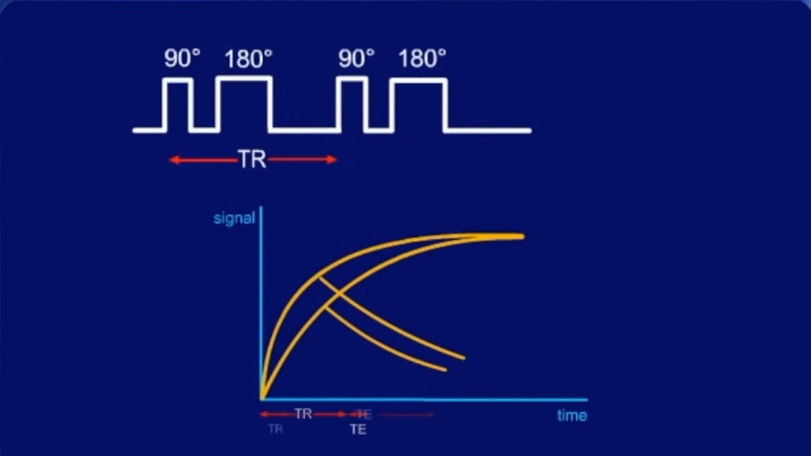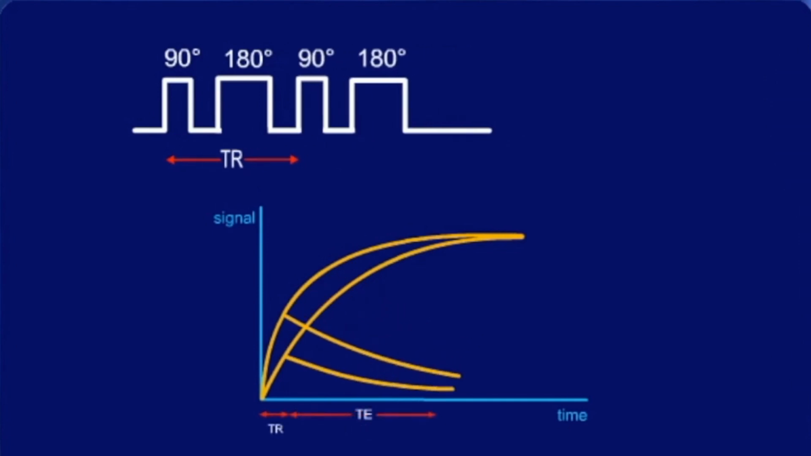Secondly, with decreasing TR, longitudinal magnetization will have recovered less and less between pulses, as we have already seen in this figure. So there is only very little longitudinal magnetization to be tilted by the next pulse, yielding very little signal.